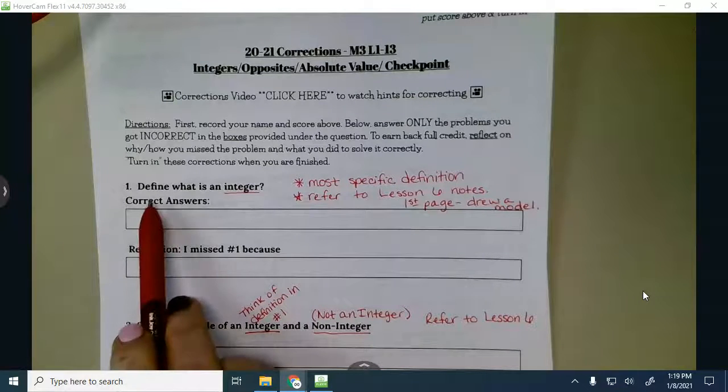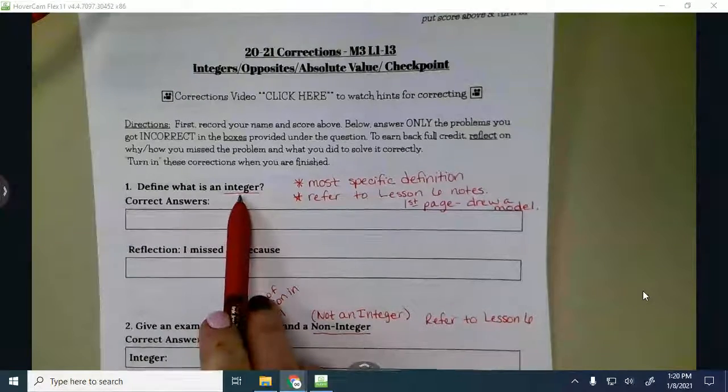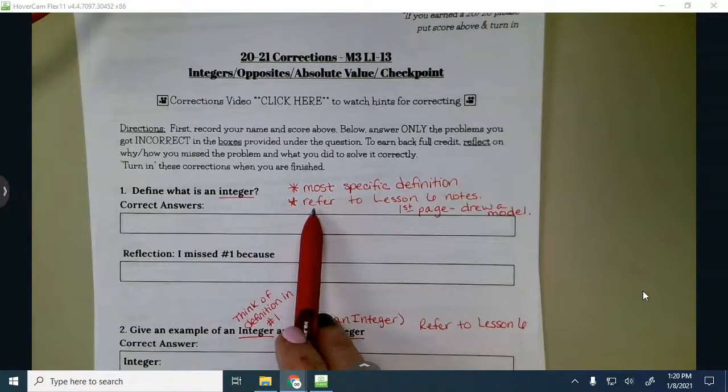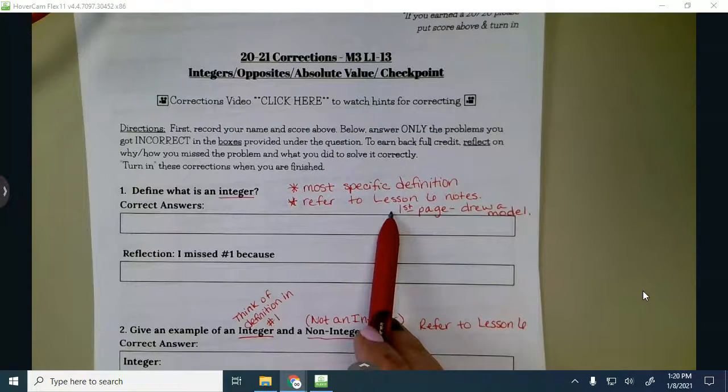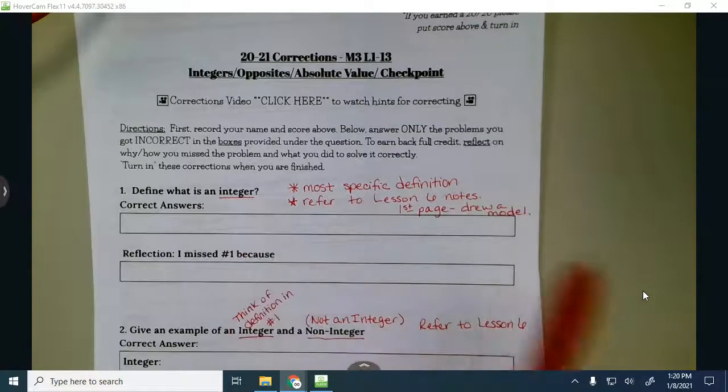But again, we prefer that you not put I guessed because we want you to slow down and take your time. So the first question says define what is an integer. And I don't want to give you the answer, so make sure that you pick the most specific definition and make sure that you refer to lesson 6 in the notes. It was a first page. You drew a model that had some circles on it, kind of looked like a rainbow in my notes. Mrs. Gertis did that lesson with you. So lesson 6 will talk to you about integers.